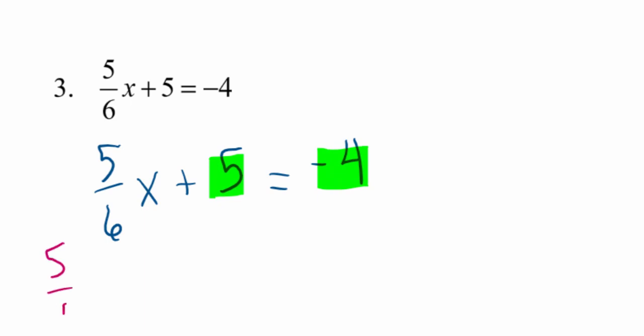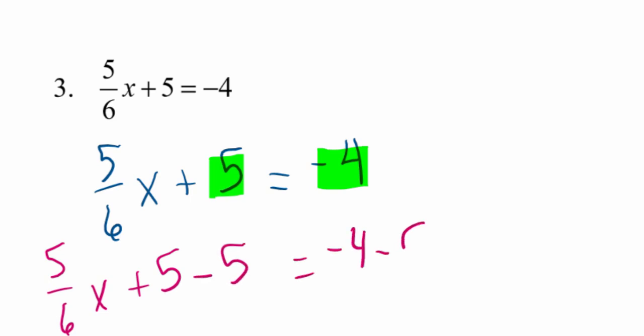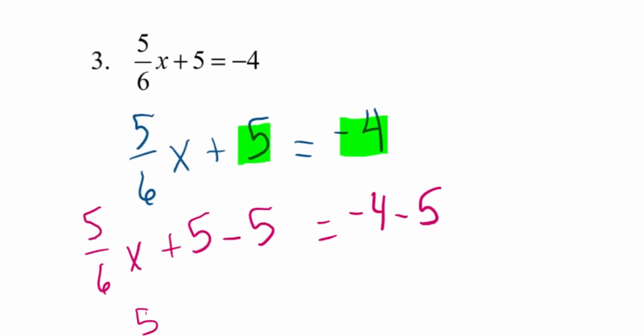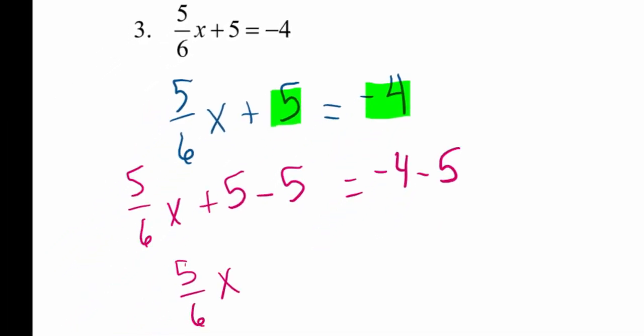So we have this 5 and the negative 4, and we need them together on the right-hand side. So our first step will be to use the subtraction property, and we will subtract 5 from both sides of the equation. So we get here 5/6x, because 5 minus 5 is 0, and we get a negative 9 here.